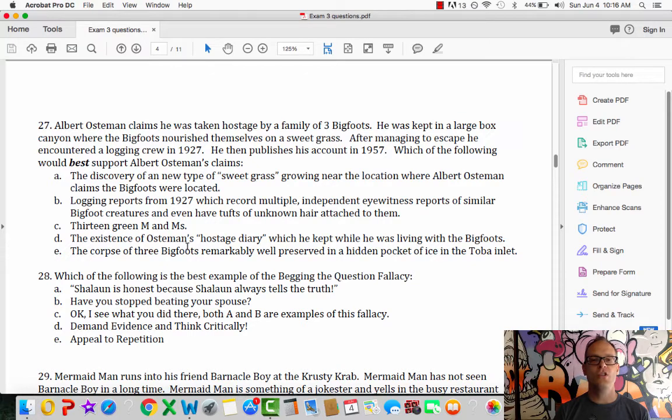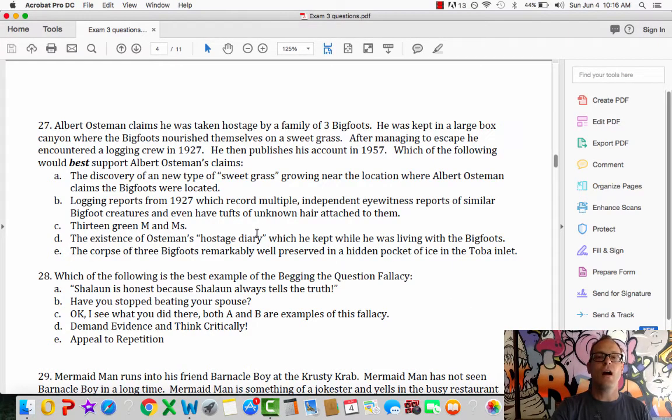So what you'd want to do here is look at these options and see, gosh, are any of these options such that they're physical and they would be open to inspection? The best answer here is also going to have a tie to the events. So remember, Osterman went to a place called the Toba Inlet. And so if we did discover, I hope you can understand here how, if we did discover 3 Bigfoots in a hidden pocket of ice up there, that would be a huge step forward in terms of verifying Osterman's claims.